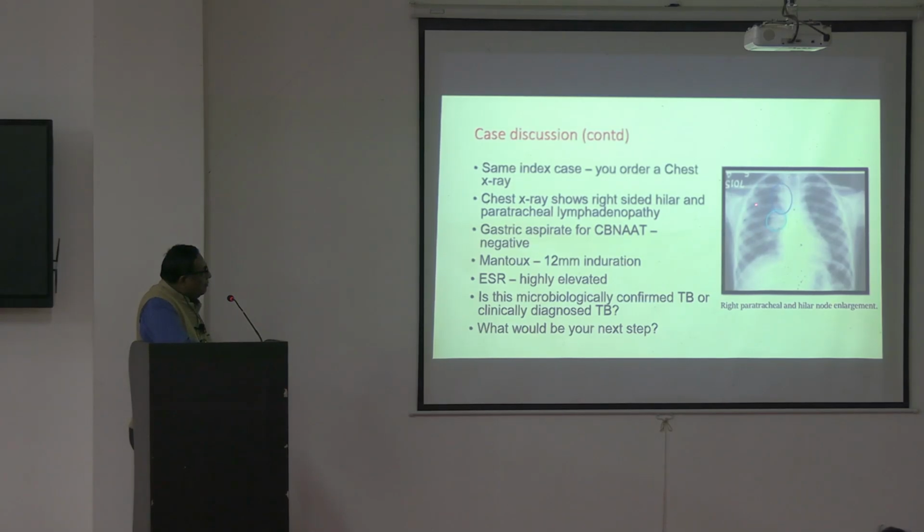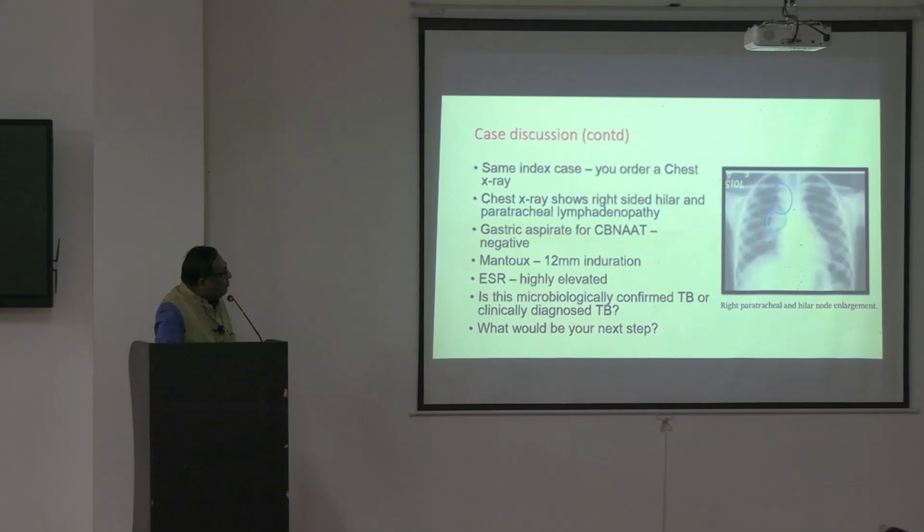See, this is paratracheal lymph node, this is hilar lymph node enlargement. In primary focus, you may get some parenchymal lesion. Here we are not seeing any parenchymal lesion. Sometimes we get parenchymal lesions, but the majority of the time we don't. We see only lymphadenopathy, some enlargement of lymph node. That is in primary complex.